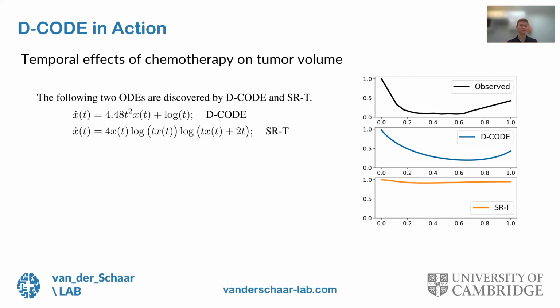The equation discovered by SRT is much more complex, and the predicted trajectory is almost constant. The one found by DeCODE is simpler, and it successfully captures the relapse at around 0.6. It also predicts that under no further intervention, the tumor volume would keep growing. The equation discovered by symbolic regression, on the other hand, cannot capture either of these phenomena.